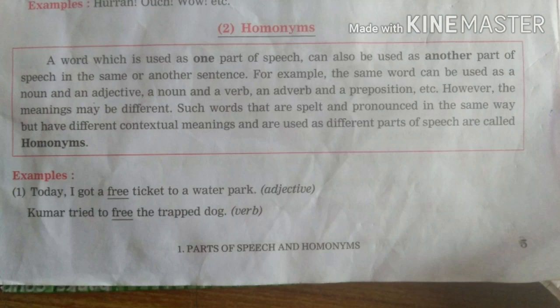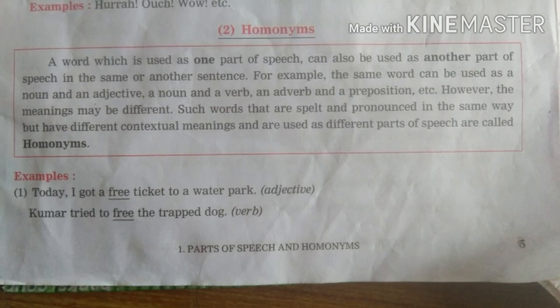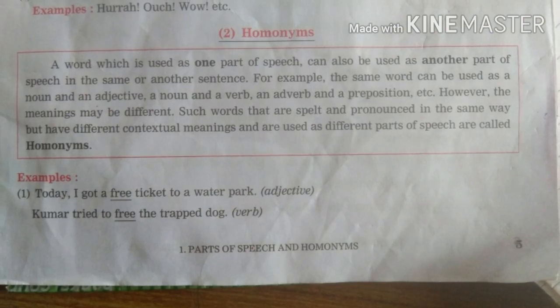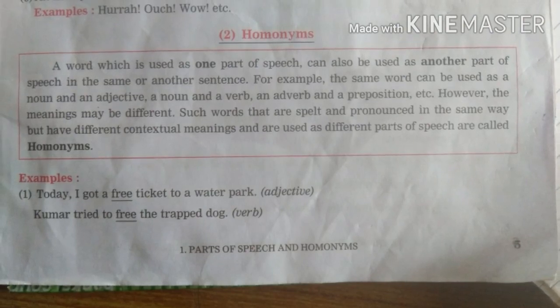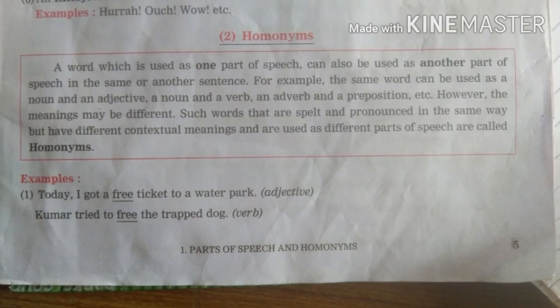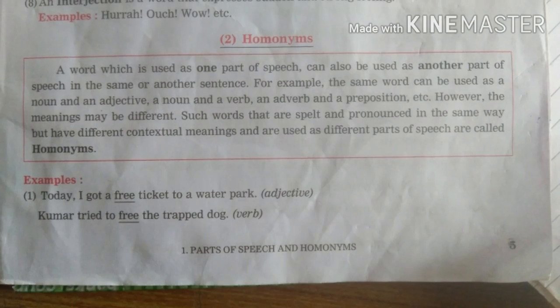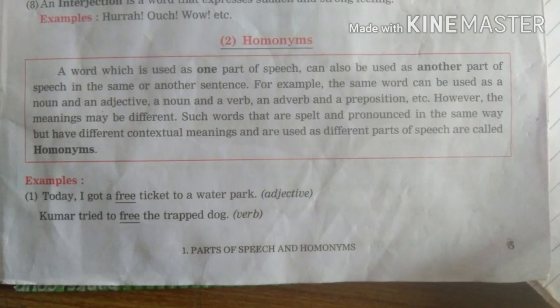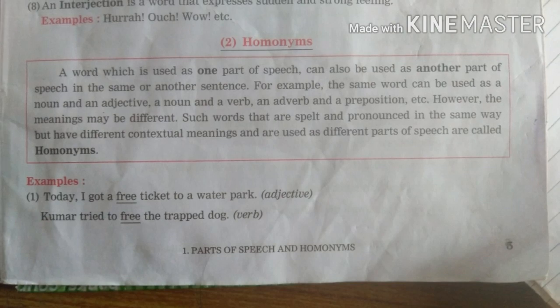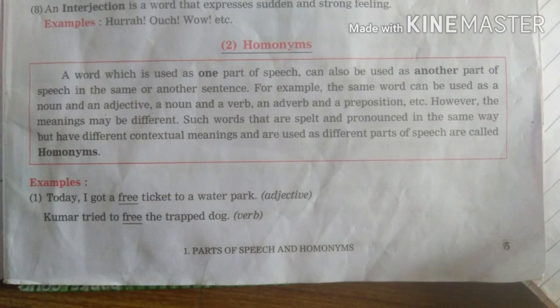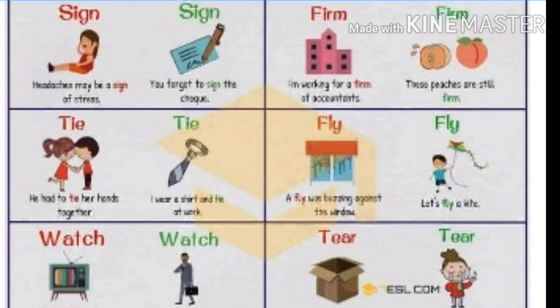A word which is used as one part of speech can also be used as another part of speech in the same or another sentence. For example, the same word can be used as a noun and an adjective. It can also be used like a noun and a verb, an adverb and a preposition, etc. However, the meanings may be different. Such words that are spelled and pronounced in the same way but have different contextual meanings and are used as different parts of speech are called homonyms.